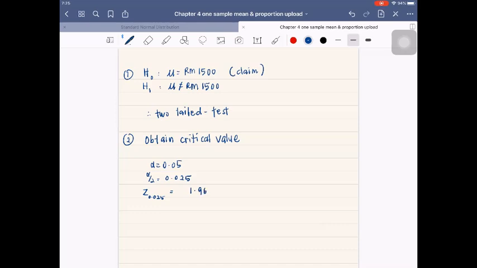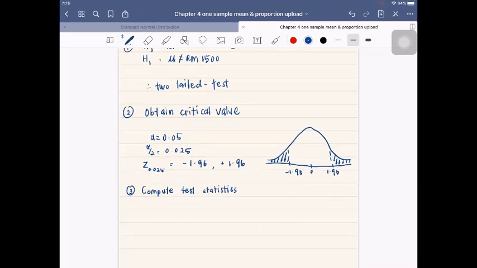When alpha over 2 is equal to 0.025, your Z alpha will be equal to 1.96. So remember, we have a two-tailed test. So we're going to have two values, negative 1.96 and also positive 1.96. So when we draw our bell-shaped graph, we're going to have the right hand side 1.96, and the left hand side negative 1.96. So the shaded area will be our rejection region.